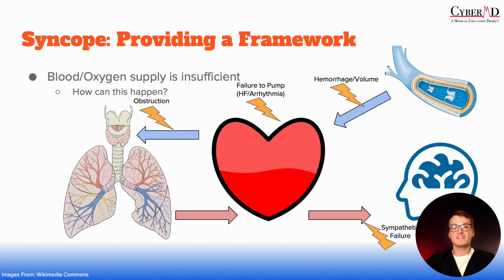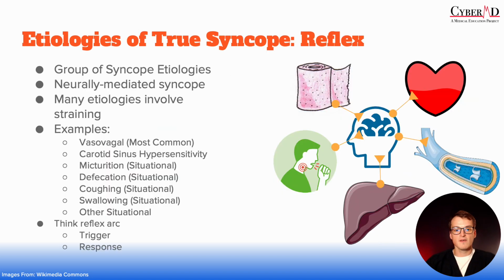There can also be a sympathetic failure, resulting in an inability of the vasculature to maintain enough pressure to adequately perfuse the cerebral tissue. Keep these things in mind as you begin to see patients with syncopal episodes clinically. It will help you to frame your differential diagnosis as well as your workup. Now, let's discuss some of the common etiologies of syncope.